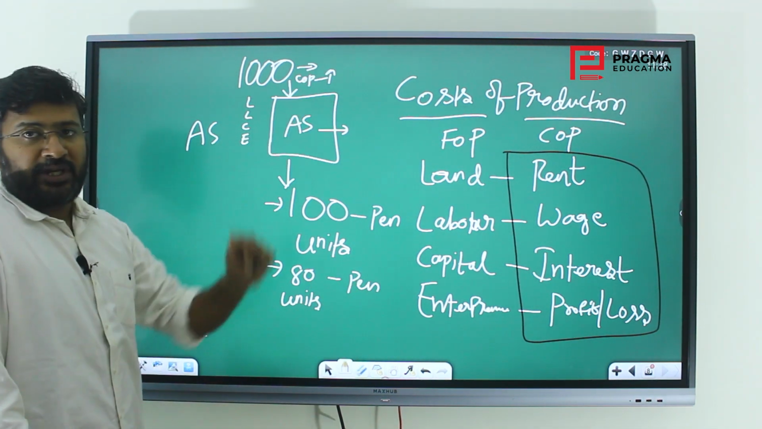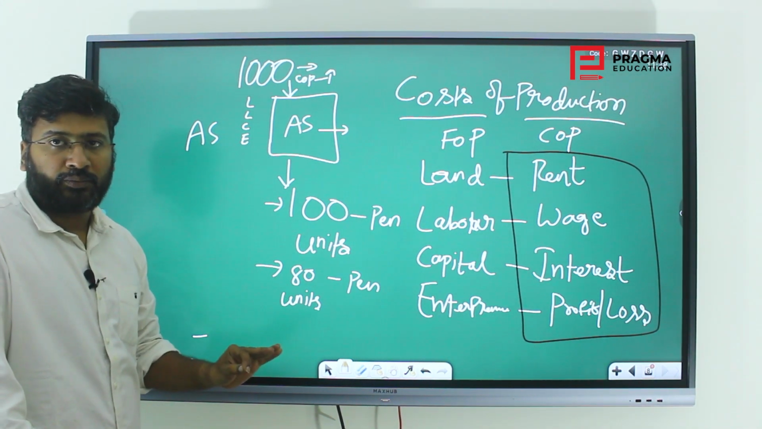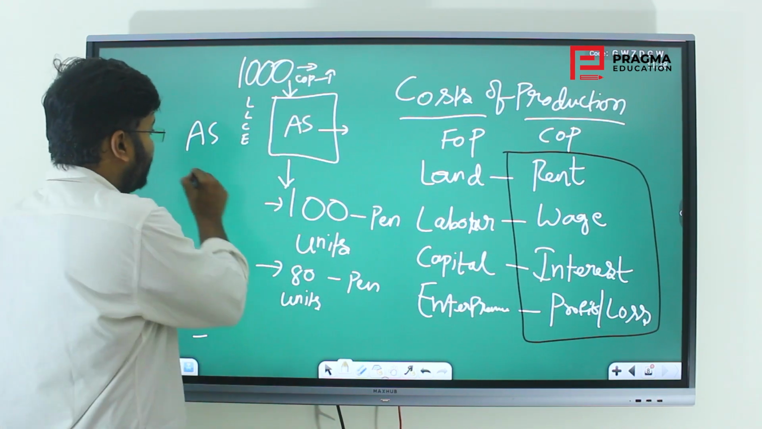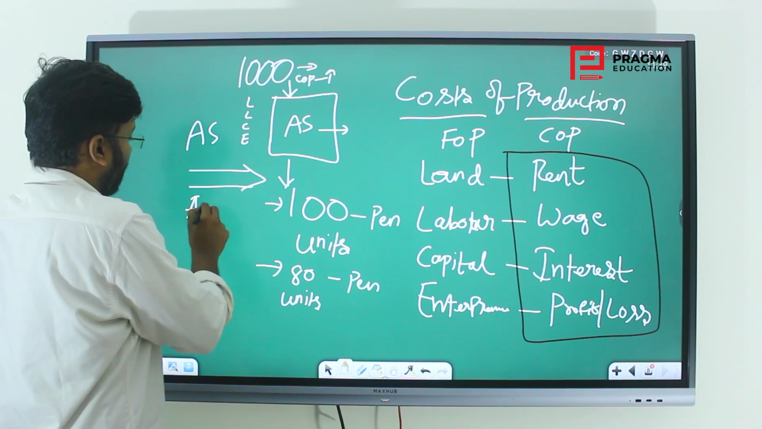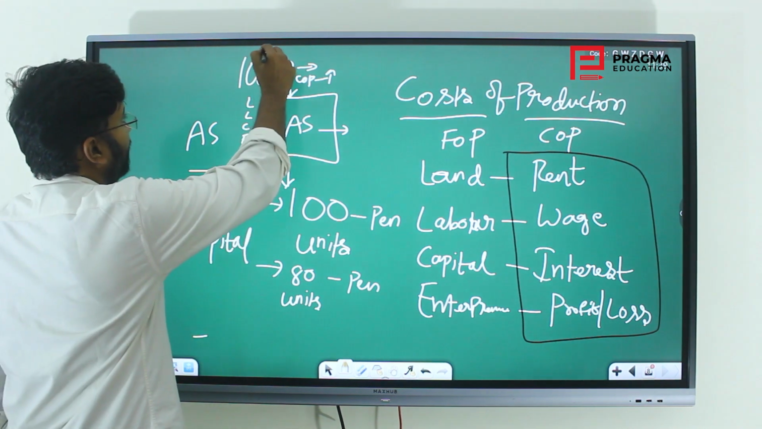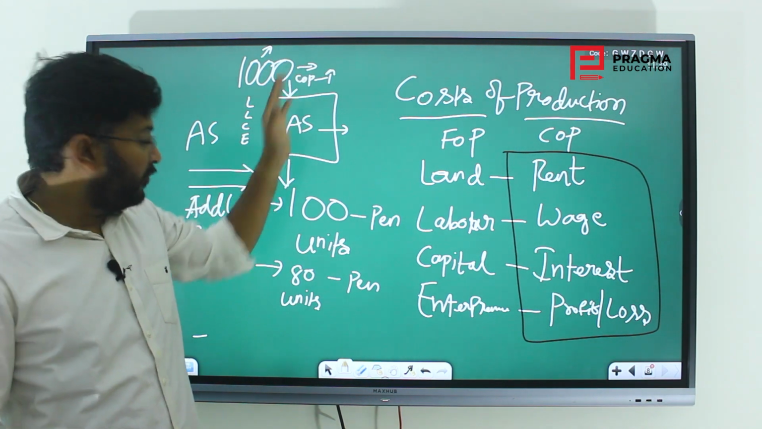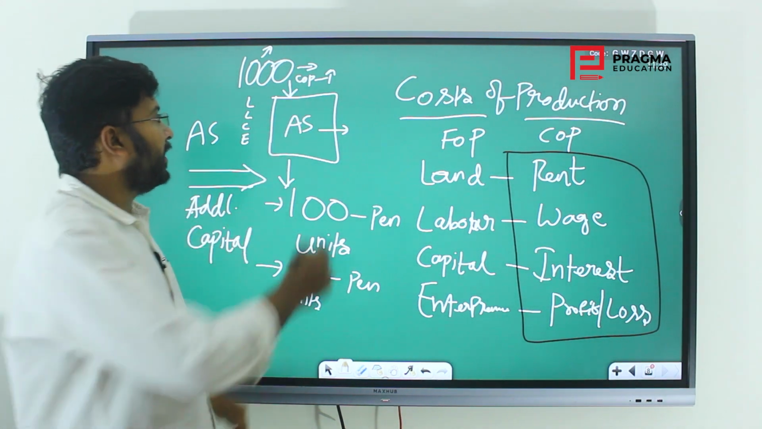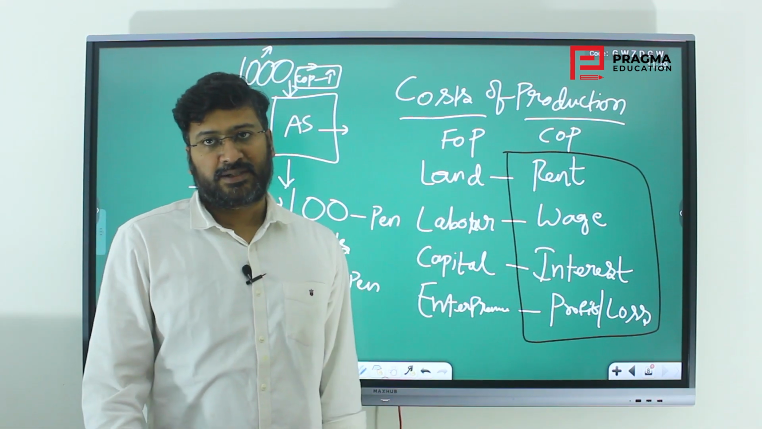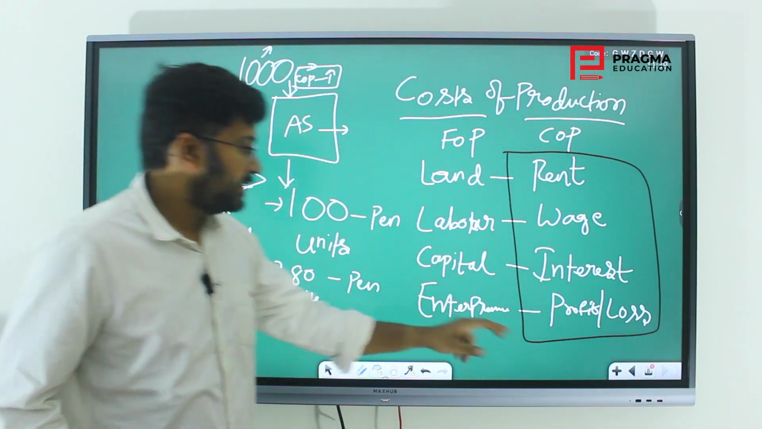Because the costs of production are increasing, the aggregate supply is falling. If the cost of production decreases, the aggregate supply will increase, or there should be additional capital. Only if you increase the capital will production increase. Keeping the capital constant, whether production increases or decreases depends on the costs of production, that is rent, wage and interest. So these are the factors on which the aggregate supply depends.